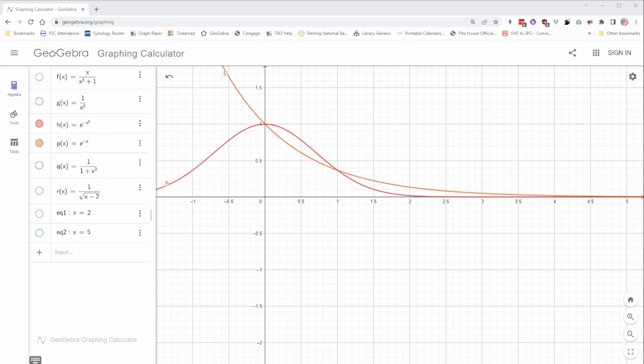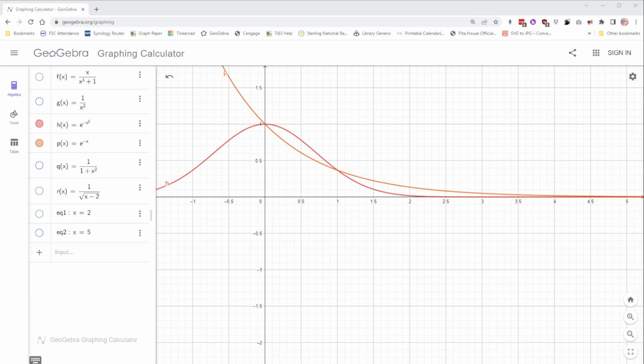All right, I had another example here that I wanted to do. Let's do one more example. Let's do the antiderivative from 0 to infinity of x over x to the third plus 1 dx.